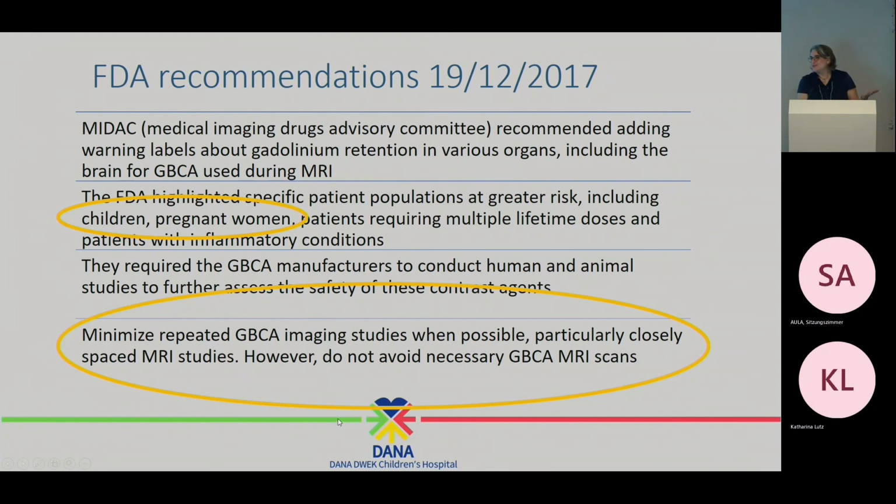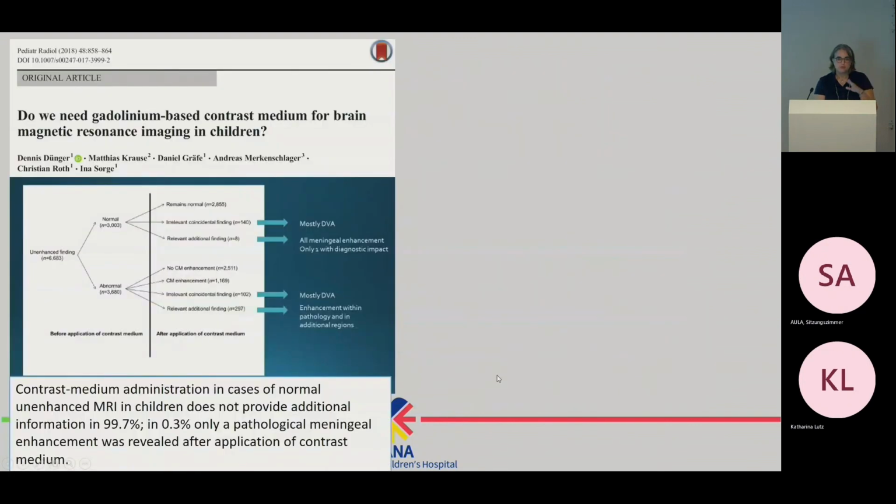So what should a pediatric radiologist do? I think the main point, and what we'll be seeing in the next decade, is really not to avoid necessary contrast. So when is it necessary? I think we need to stop doing this automatic brain with and without contrast. I think we need to really know when it is indicated.